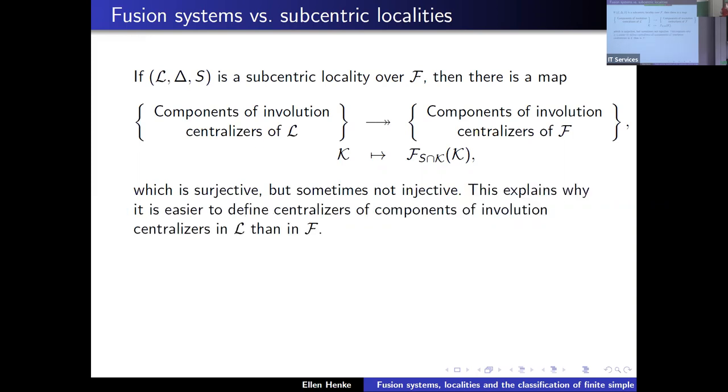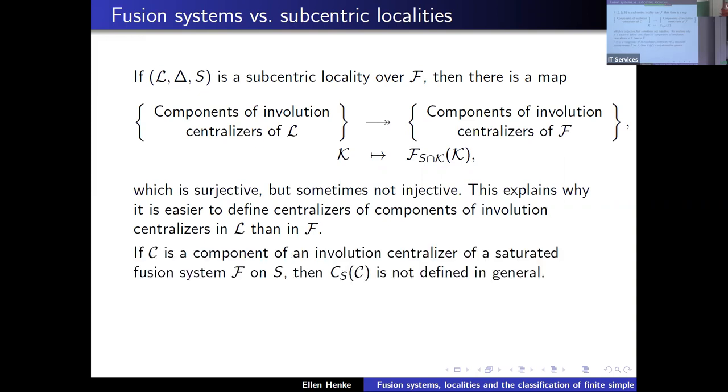So, and I think this explains why it should be easier to define centralizers of such local components. In a saturated fusion system, if you look at a component of an involution centralizer, then not even the centralizer in S is defined in general. There are cases where one can see that there's actually no sensible definition.